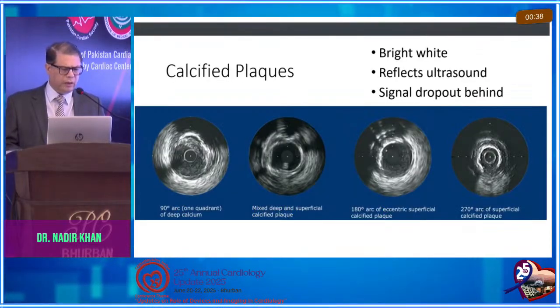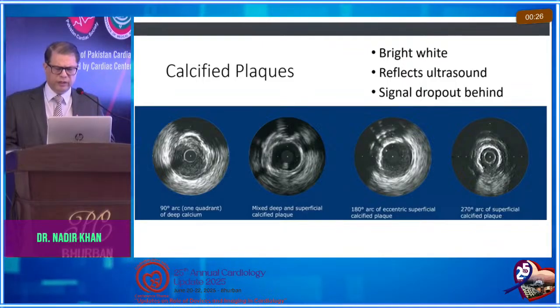So here again are pictures of calcified plaque, a 90-degree arc. There's deep and superficial calcium in the next image. Then there is a 180-degree arc, and then there is a 270-degree arc. So you can see that there is a signal dropout behind the calcium.